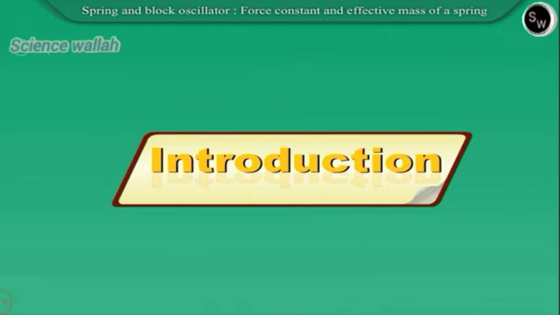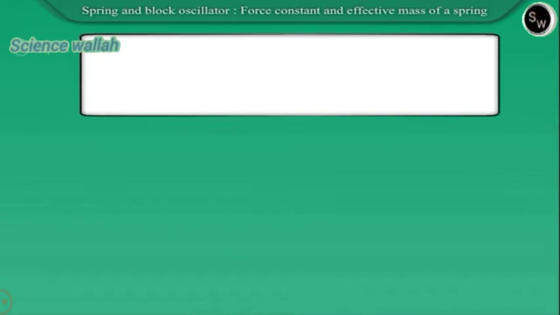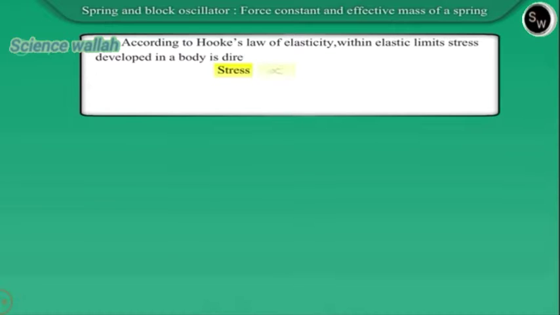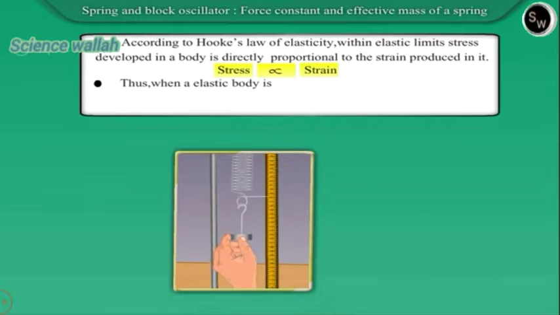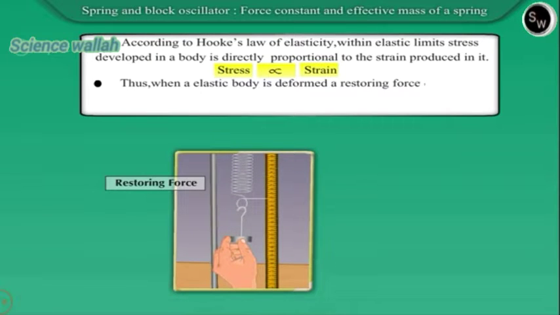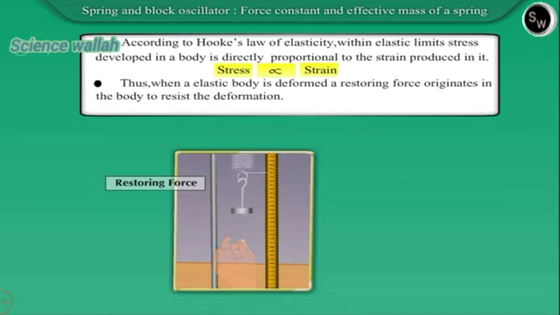Introduction. According to Hooke's law of elasticity, within elastic limits, stress developed in a body is directly proportional to the strain produced in it. Thus, when an elastic body is deformed, a restoring force originates in the body to resist the deformation.